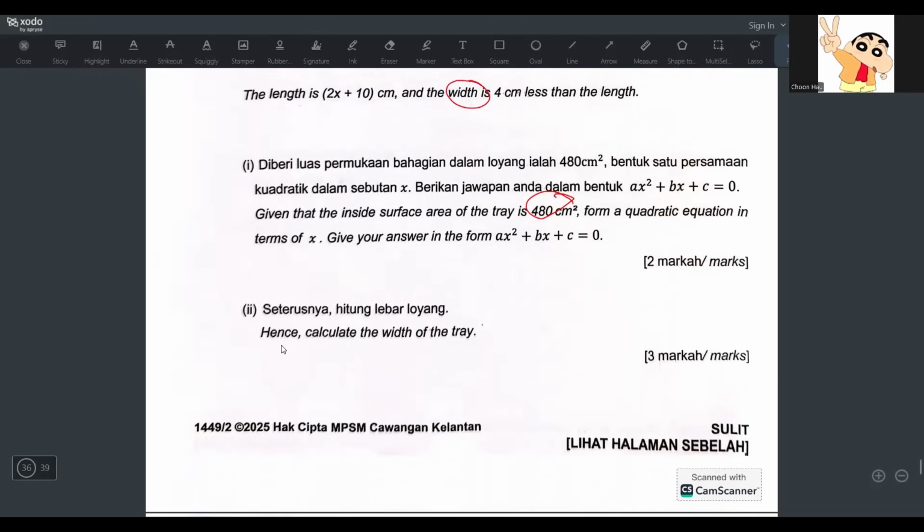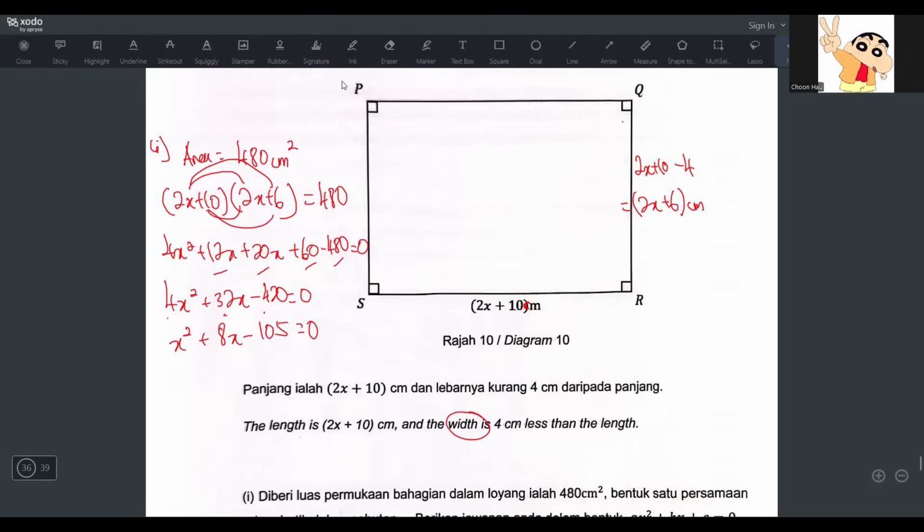Okay, question 2. Hence calculate the width of the tray. Okay, the width, the lebar of the tray is 2x plus 6. But first you need to get your x first. Ya, you kena ada x. Lepas tu baru ganti dalam sini. And then do 2 times x plus 6. Then only you get the width. Okay. So I think I have to find my x.